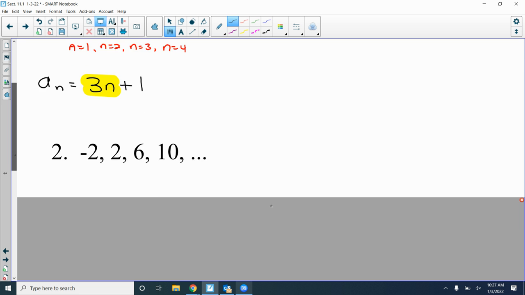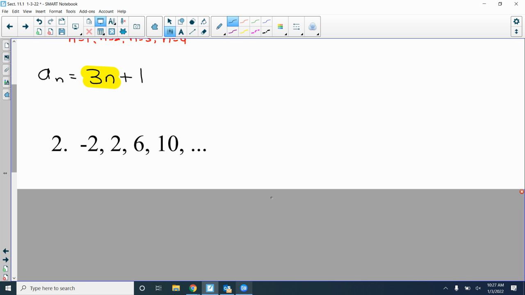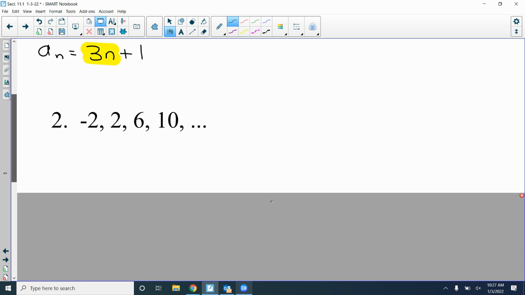All right, so take a look at the second one. That's usually the first thing you look at. Usually the first thing you look at is, does it go up by a constant amount? Well, this one does. It goes up by how much? 4. So that means there has to be a what involved? 4n.